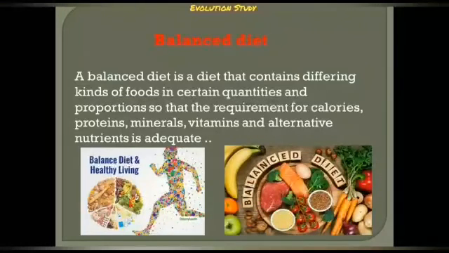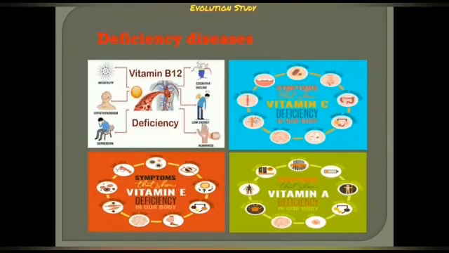Now, what is balanced diet? I think we all have heard the term because when we go to the doctors, they always say to have a balanced diet for a healthy life. Yes. A balanced diet is a diet that contains different kinds of foods in certain quantities and proportions so that the requirement for calories, proteins, minerals and vitamins and all the alternative nutrients is adequate in our body, and so that we do not fall sick often.